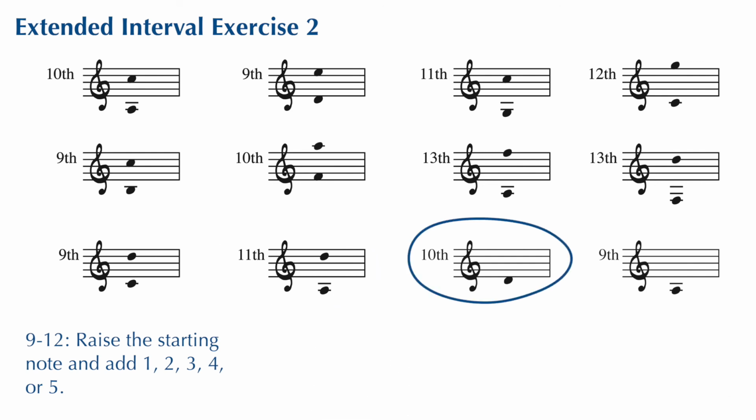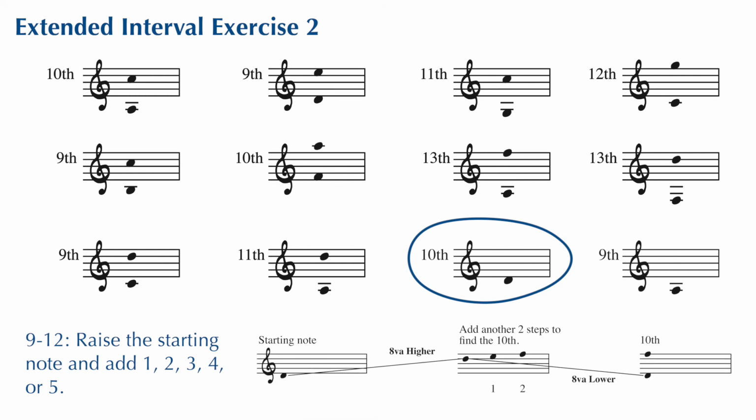Number 11, this time we're going to write a 10th above this D. Take that D starting note, raise it an octave. We want to write a 10th, so we add 2 more steps. 1, 2. Find ourselves on an F. So a 10th above this D is our top line F.